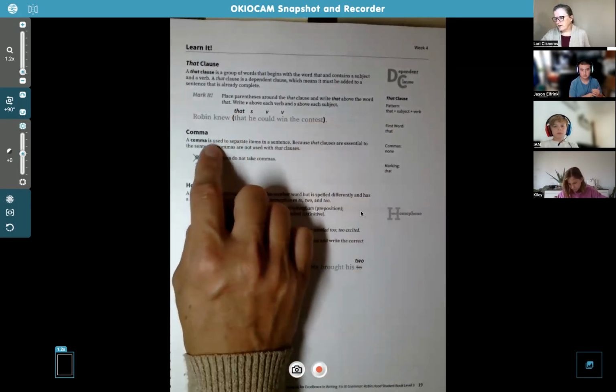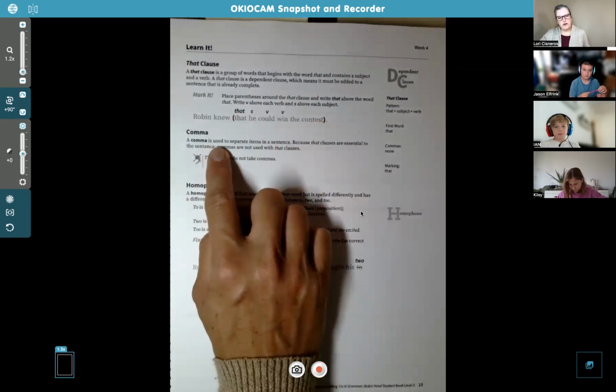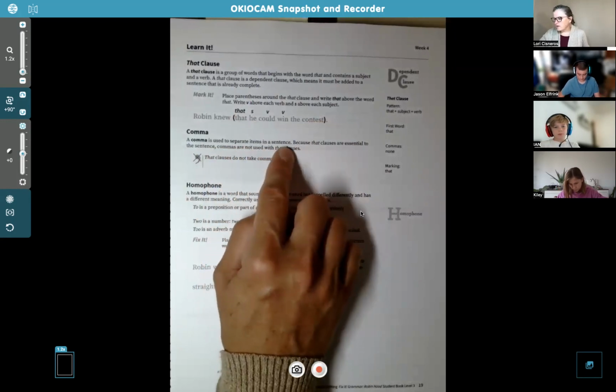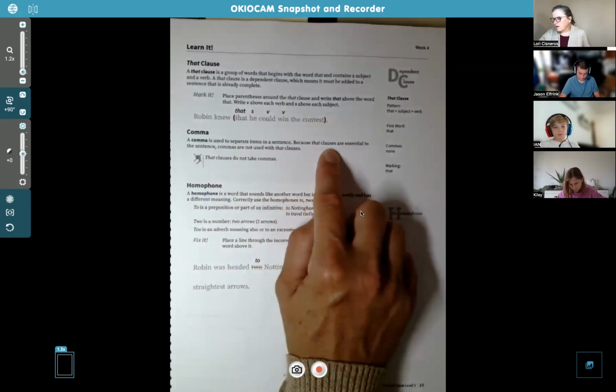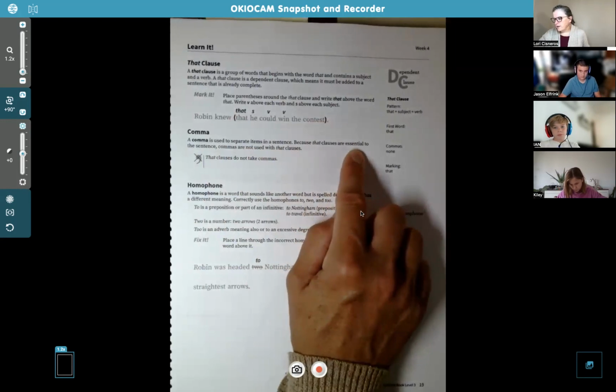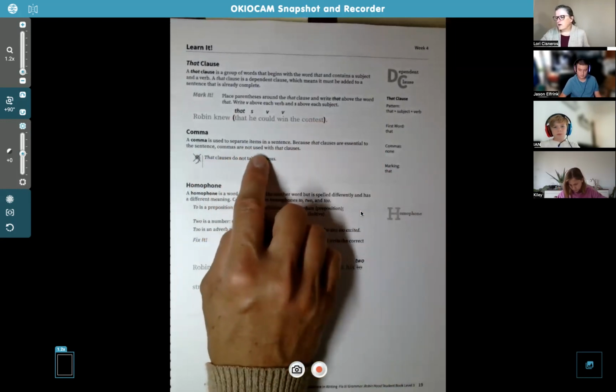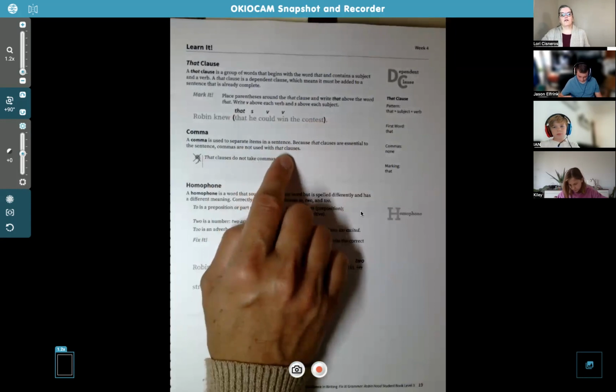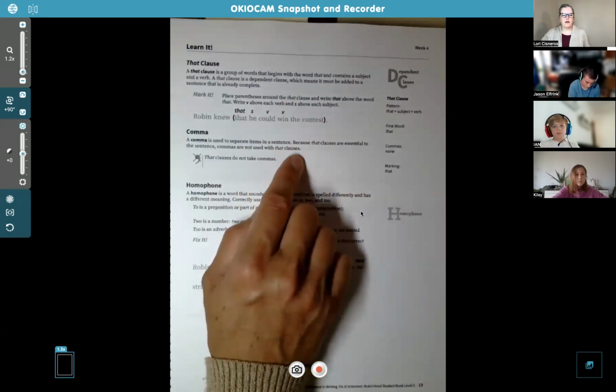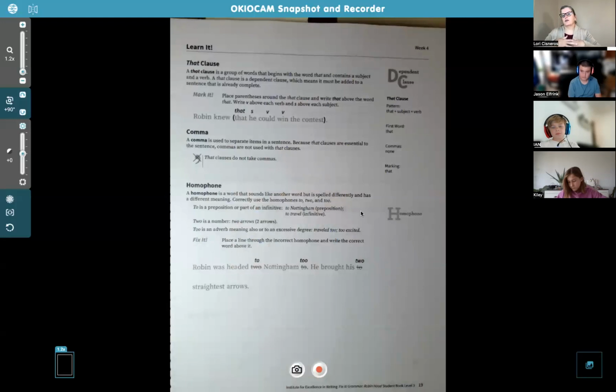Good question. The comma rule: commas are used to separate items in a sentence, but that clauses are essential to the sentence. Commas are not used with that clauses. Basically it means that it's important, it's vital to have this as part of the sentence to explain more about the sentence, so you do not need a comma in that.